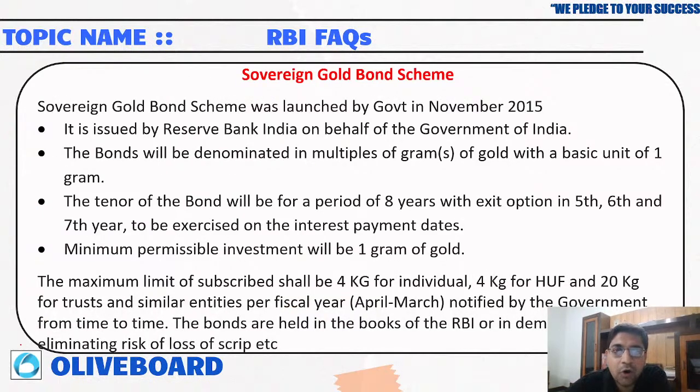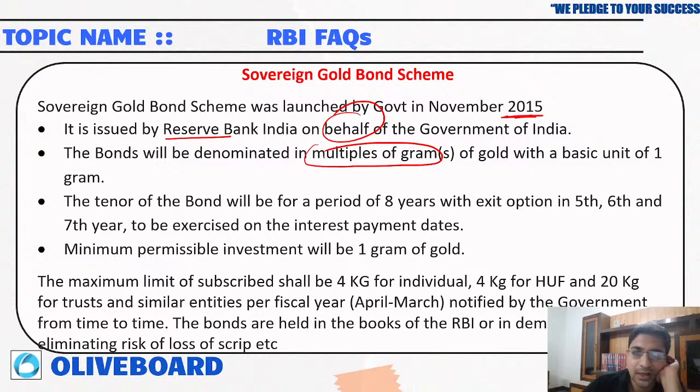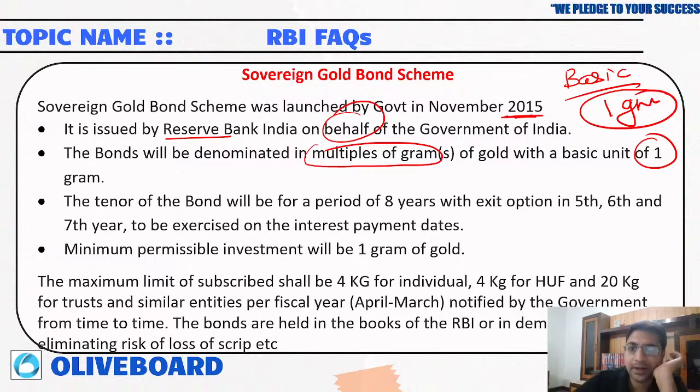Now, the sovereign gold bond scheme. Everybody knows about the sovereign gold bond scheme launched by the Government of India in November 2015. It is issued by RBI on behalf of the Government of India, and it is denominated in multiples of grams of gold. Here the basic unit is taken as 1 gram. Please make sure that you know the basic unit. At least 1 gram you have to buy, and after that it is in multiples.